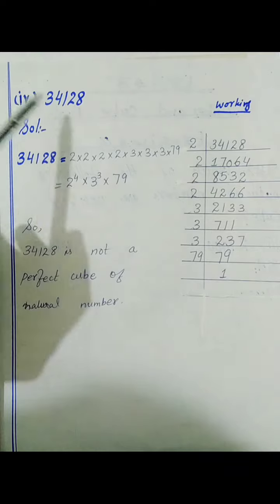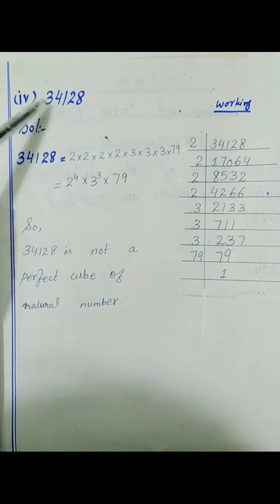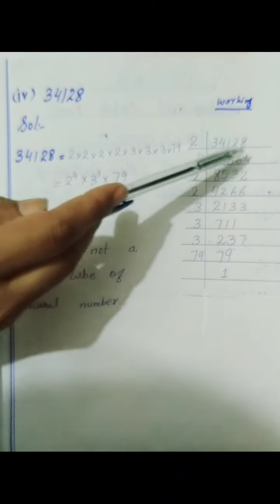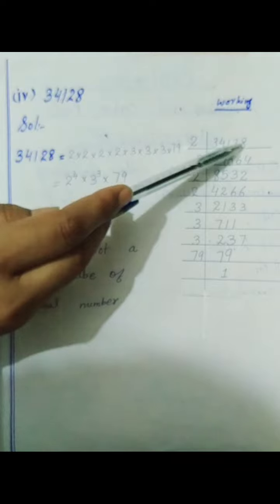The next question we have is 34,128. We factorize 34,128. The last digit is 8, so it is divisible by 2 because 8 is an even number.